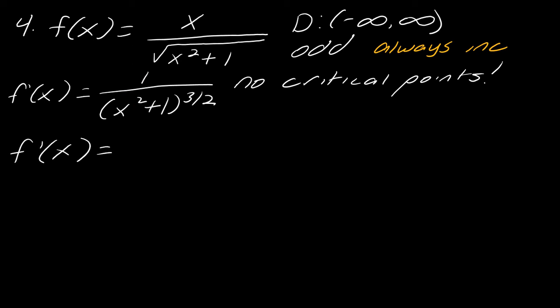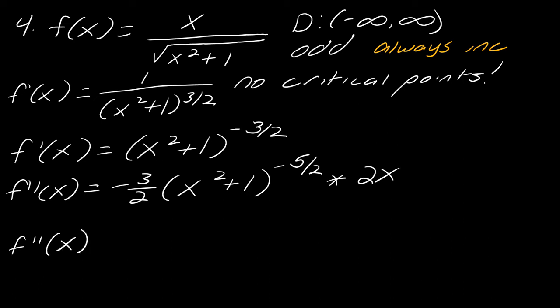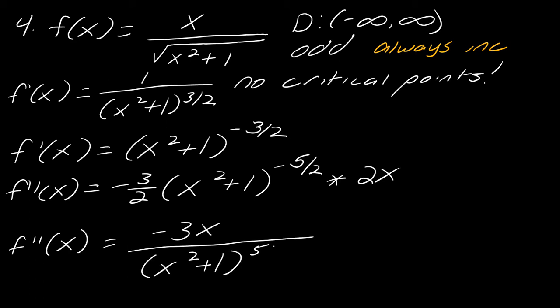So I'm going to rewrite this first derivative as x squared plus 1 to the negative 3 halves. It's literally equivalent, right? Now if I want to take the second derivative, I'm using the chain rule, so this becomes negative 3 halves x squared plus 1, and then I subtract 1 from the exponent, so this will become negative 5 halves. Then I multiply that by the derivative of x squared plus 1, which is just going to be 2x. And now I don't have to mess with the quotient rule. If I simplify this, the 2's drop out, so this becomes negative 3x on top, and in the denominator I get x squared plus 1 to the 5 halves.